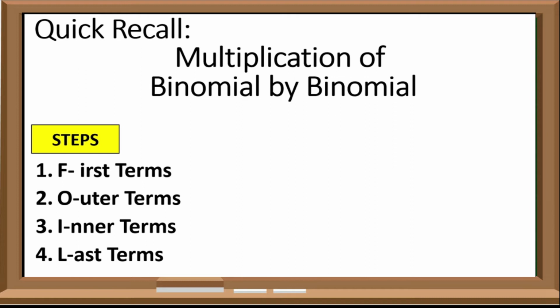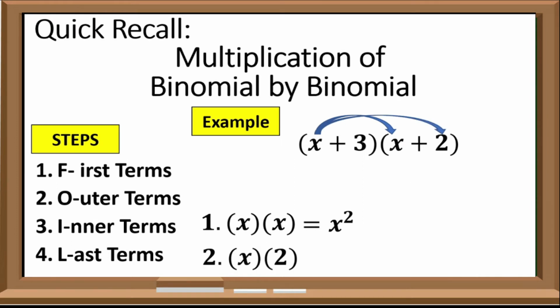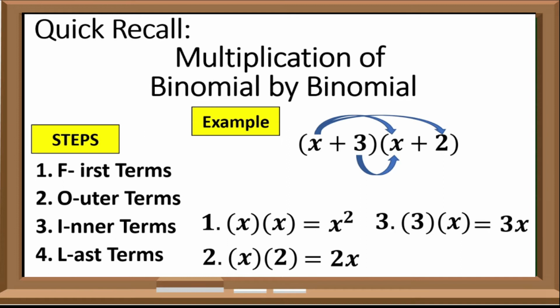For instance, what would be the product of the quantity x plus 3 times the quantity x plus 2? By following the FOIL method, for the first terms, that would be x times x, that would be x squared. For the outer terms, we have x times 2, the result would be 2x. For the inner terms, we have 3 times x is equal to 3x. And for the last terms, we have 3 times 2, the result would be 6.